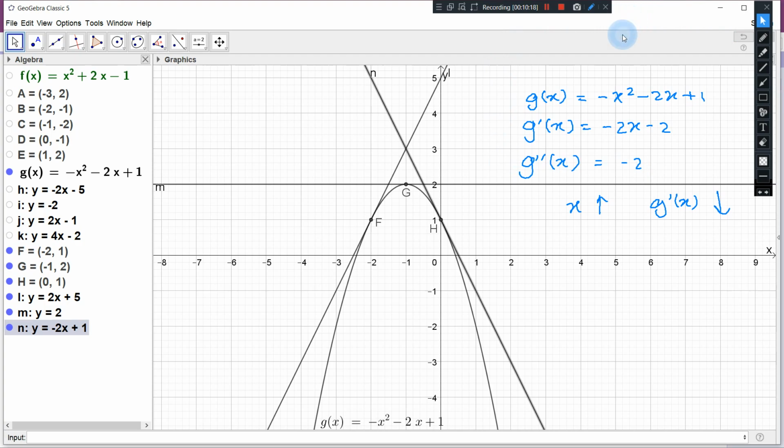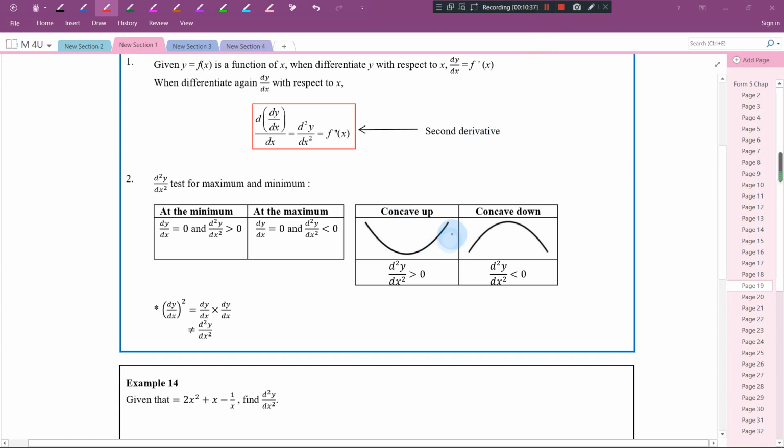Okay, so now you need to remember what is the information that we can get from the first derivative and what is the information that we can get from the second derivative. We will talk more about it in the next few videos. Okay, now let's look at a few examples. So this is what I told you just now. When the value of d2y by dx squared is positive, the graph is having a minimum point, or we can call it concave upward. When the value of d2y by dx squared is negative, it means that the graph is having a maximum point, or we can say concave downward.